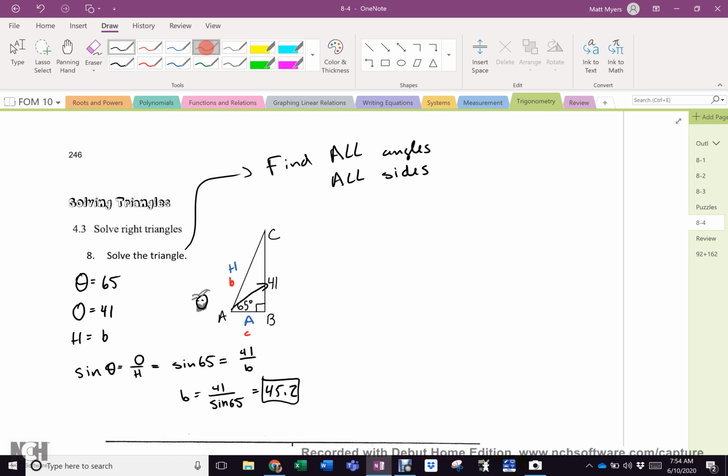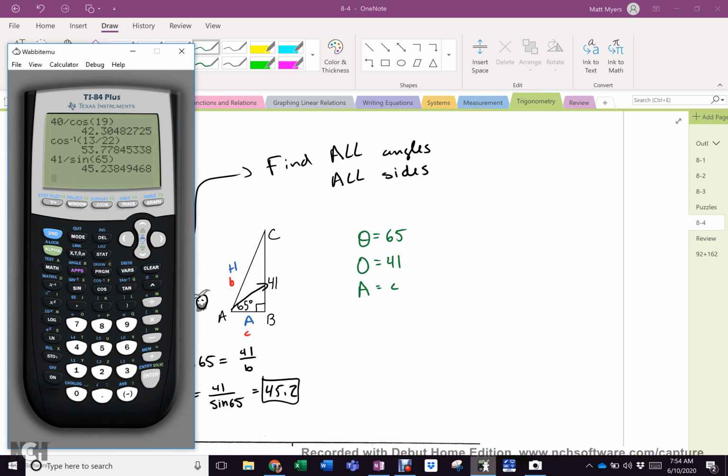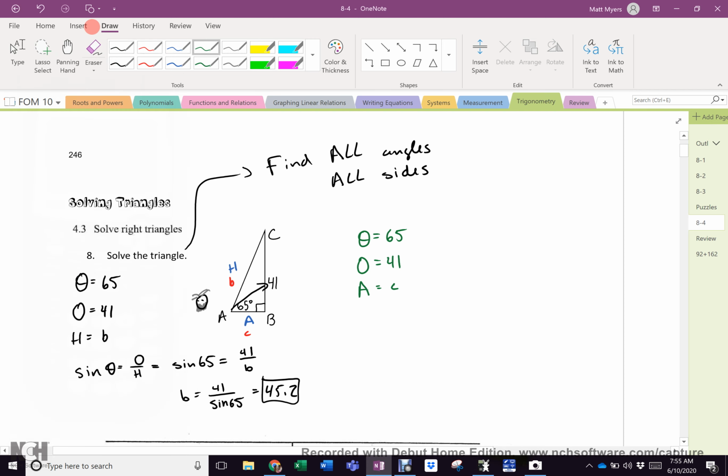So next, I'm going to change color. I still have a theta of 65. I still have an opposite of 41. And now I need an adjacent, which is little c. I'm not using 45.2 here because that's not the real answer. The real answer, if you remember, is way bigger. I only wrote 45.2 to have an answer for math class, okay? So I want to keep using 41 because that's an exact number.